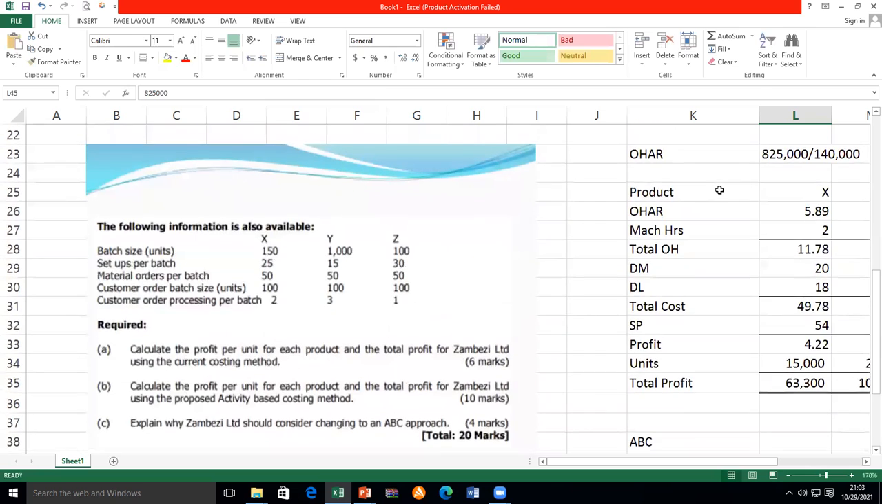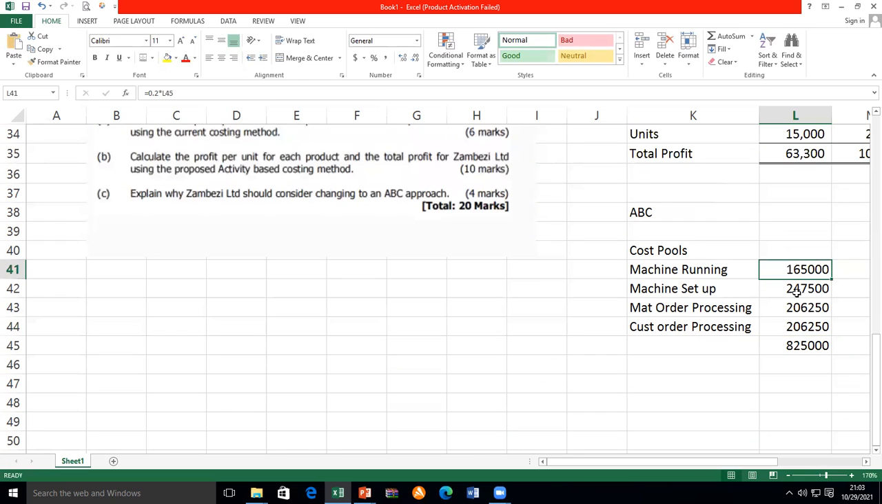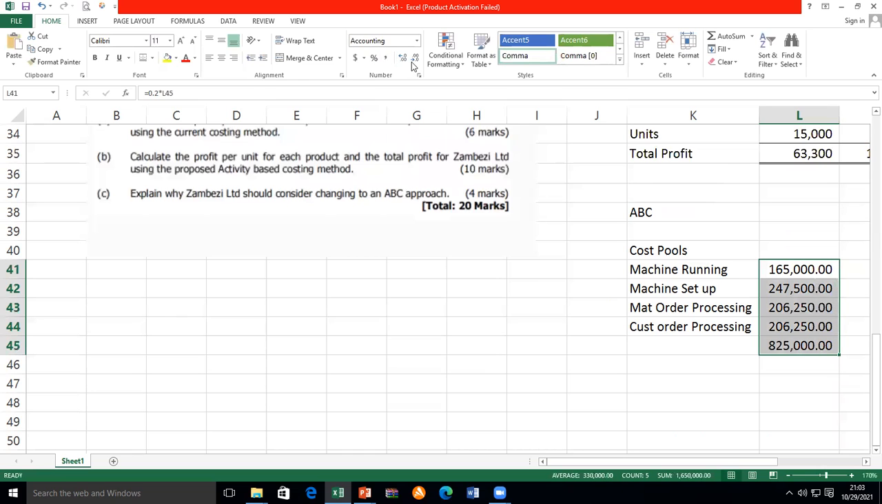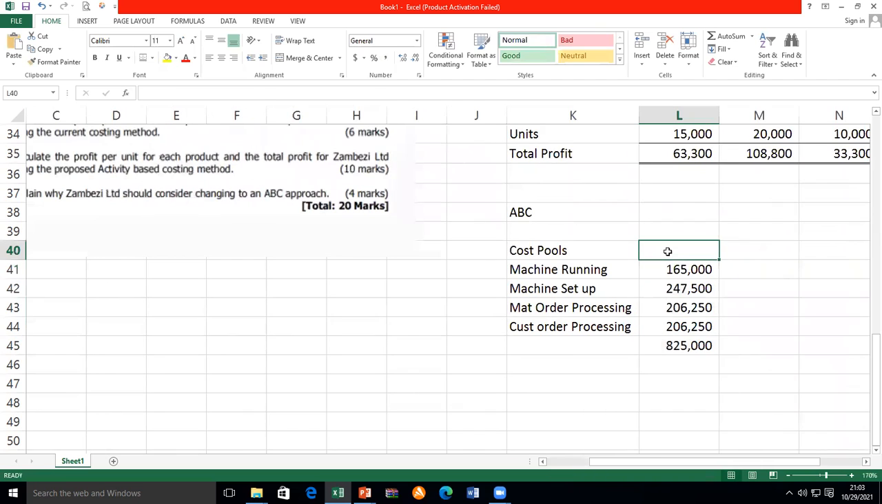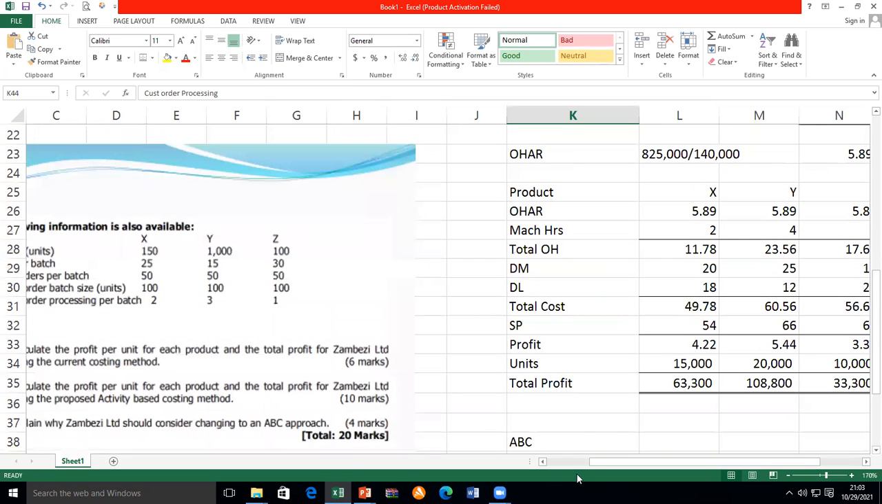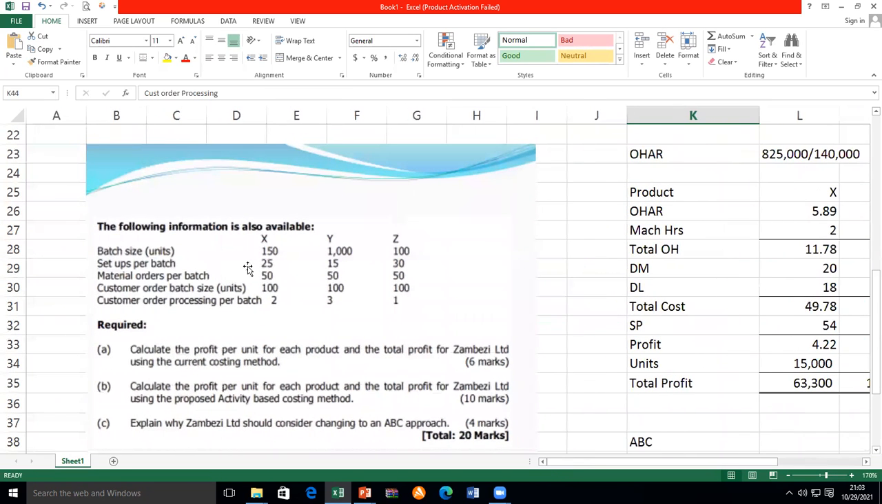Okay, so we have now shared the cost. So this is the cost. Now here, you need your cost drivers, the number of cost drivers on each one of these. That's what you need. Where are your cost drivers? They are here. These are cost drivers.